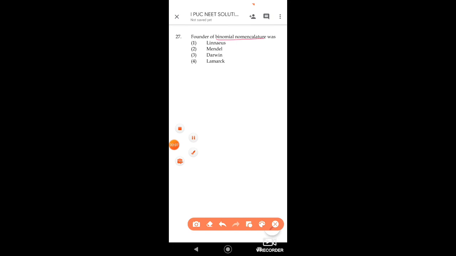Founder of binomial nomenclature was here. See, Linnaeus is the founder of binomial nomenclature, which describes the naming of organisms into two names. One is the genus name and the second one is the species name. Now the other three names, that is Mendel, Darwin and Lamarck, played a significant role with respect to evolution. All right. So please go for option 1.